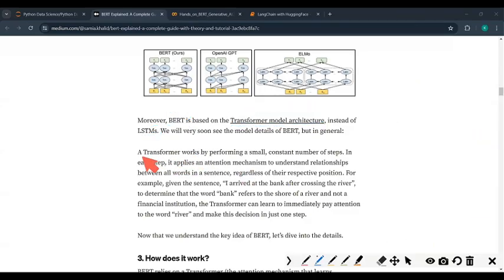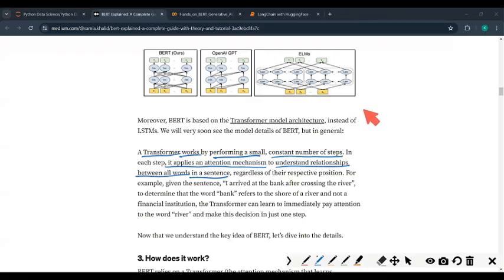So what does a transformer do? A transformer works by performing a small, constant number of steps. In each step, it applies an attention mechanism to understand relationship between all words in a sentence, right? Regardless of their respective position. Wherever the word is, it does not matter. It will try to find out the relationship between each word. Which word is connected to which another word in the statement that we have written till now, it will try to find out that relationship.